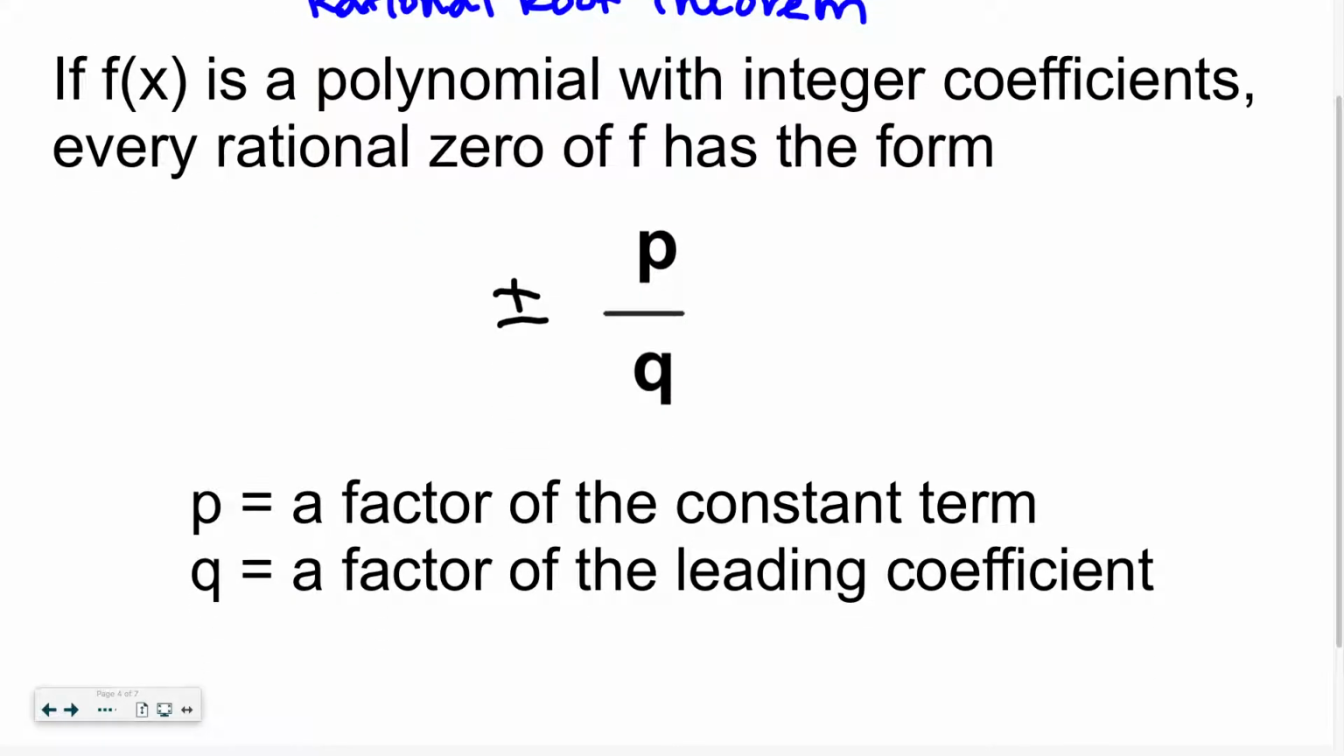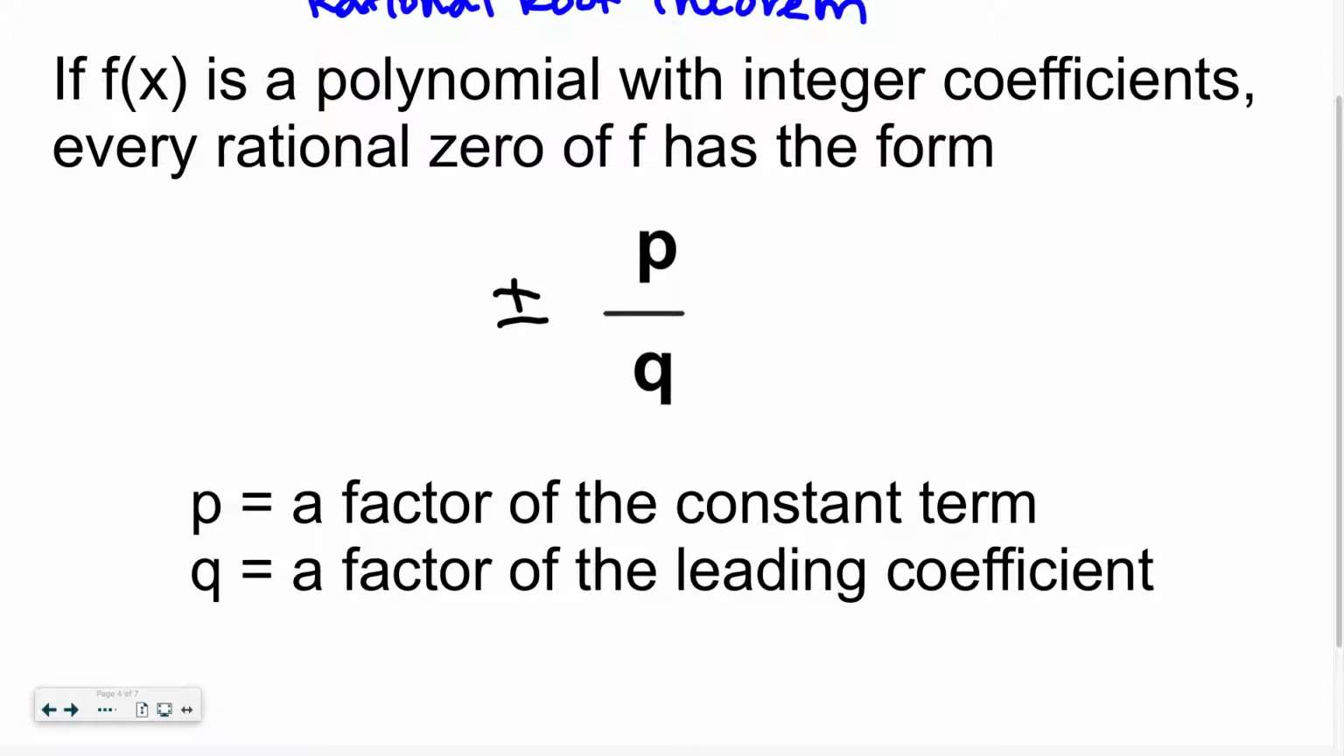Where P is a factor of your constant term, that's at the back of your polynomial, and Q is a factor of your leading coefficient at the front of your polynomial. I call those the bookends of your polynomial. Look at the two integers right there, find all their factors, and then you take all the factors of P and put them over Q's in front. You just make this long list. Is this vaguely familiar to us?